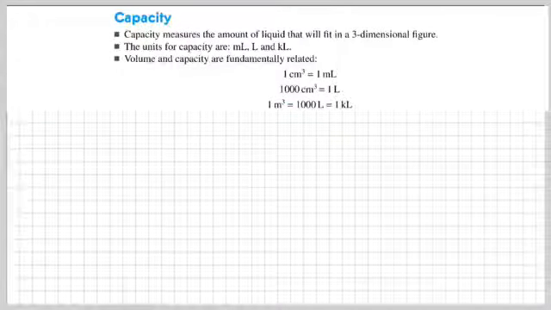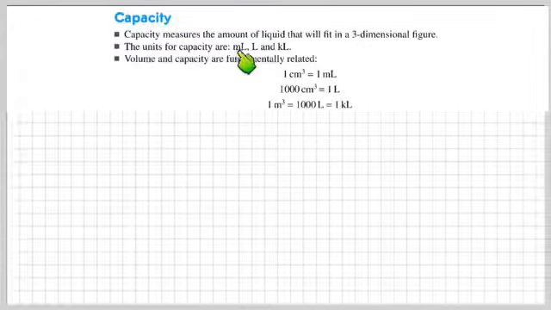Now this is the last little bit that we need to really concentrate on here. This is capacity, which refers to the amount of liquid which will fill up or fit in a three-dimensional figure. And the thing is, guys, we use slightly different units for liquid measure, okay?